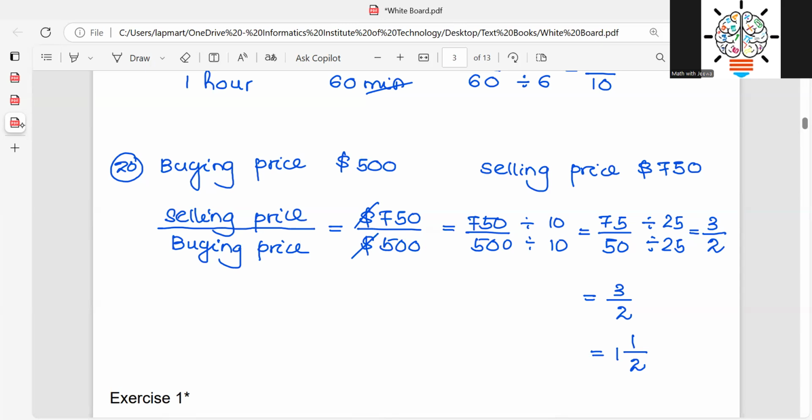Children, again, when you are dividing 75 by 50, you don't want to straight away divide it by 25. So you can do it step by step. First you can divide it by 5, then again you can divide it by 5. So finally it gives you the same answer, 3 over 2. 3 over 2 is an improper fraction. So then my final answer will be 1 1/2, or else 1.5.